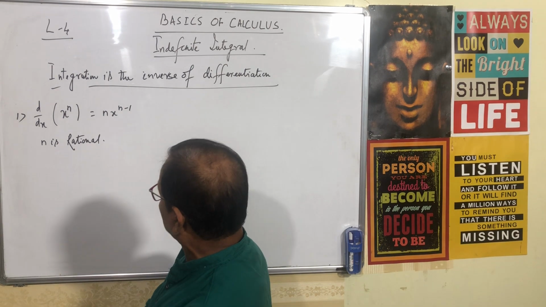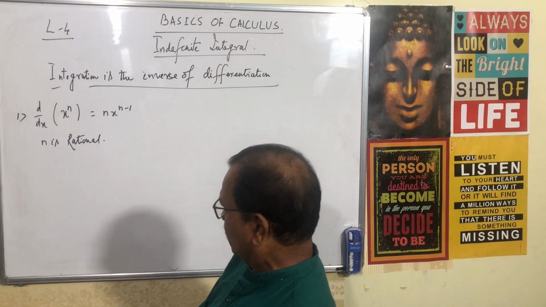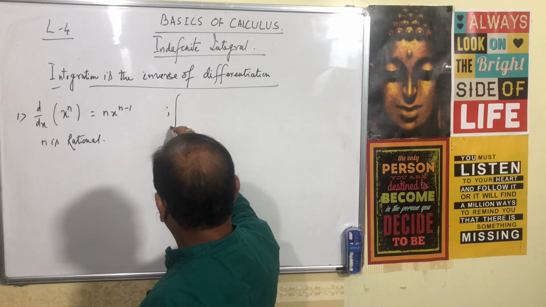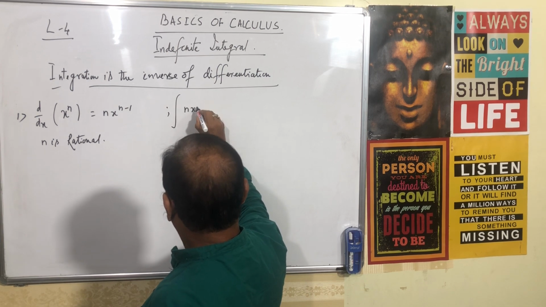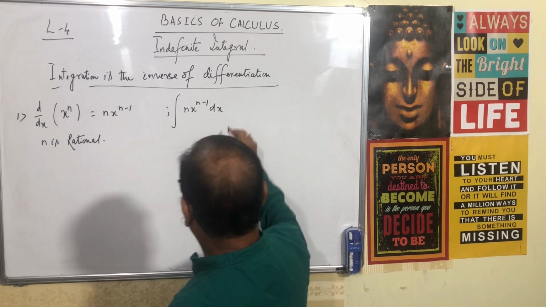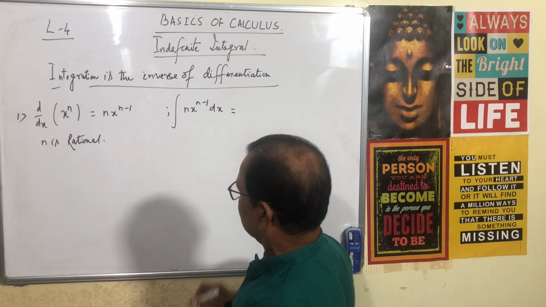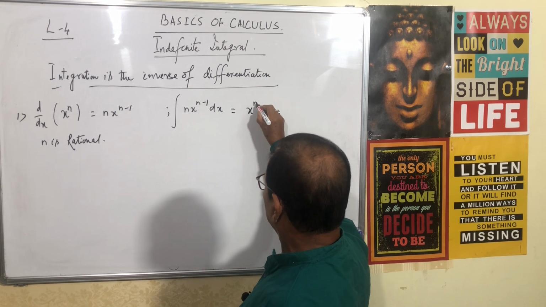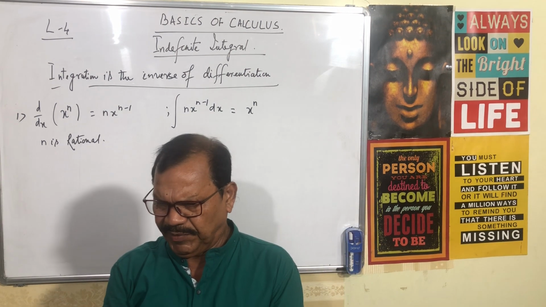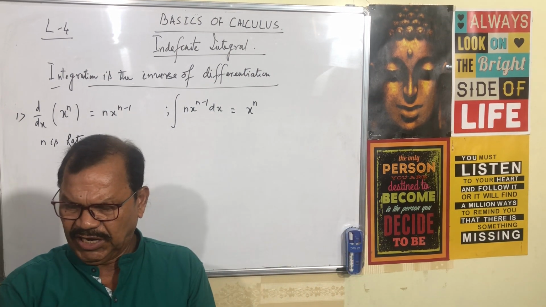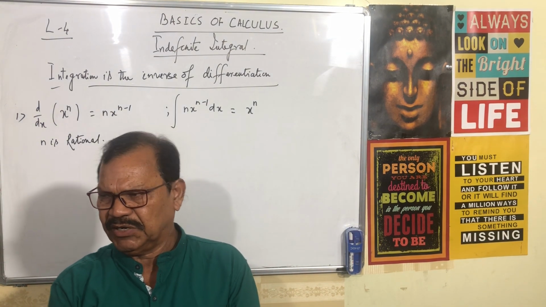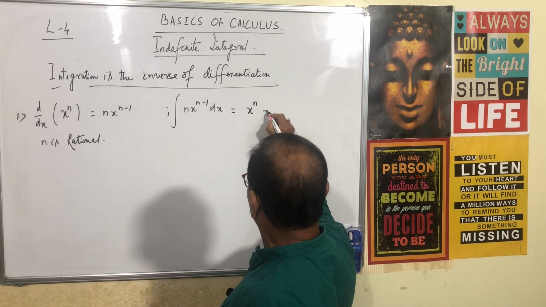How? It is the antiderivative or inverse of differentiation. How does it play the role? Let us see. If you take the integration of n x^(n-1) dx, this is coming as what? This is x^n. Since it is an indefinite integral, the value x^n alone is not appropriate. So, just add some constant here, that constant is c, right.